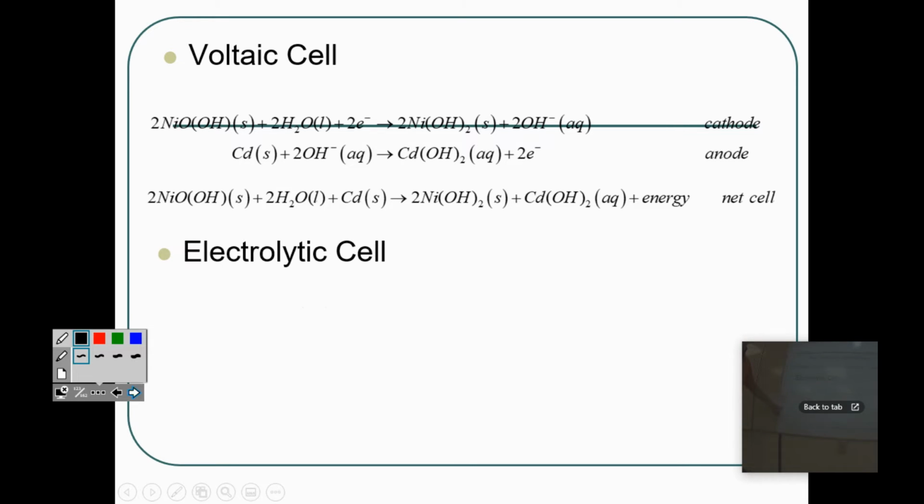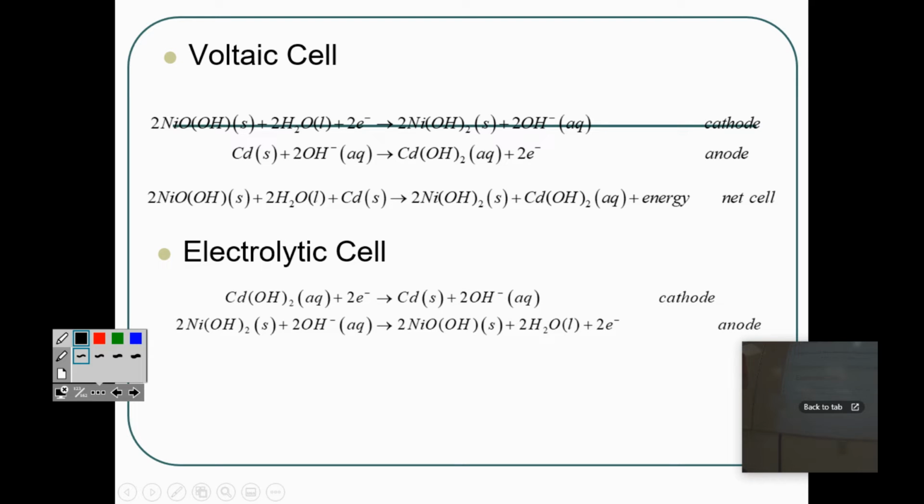The electrolytic part, when you plug it in, just reverses. Okay, so the cadmium hydroxide becomes your cathode, and the nickel hydroxide becomes your anode. And your energy must be added on this side.